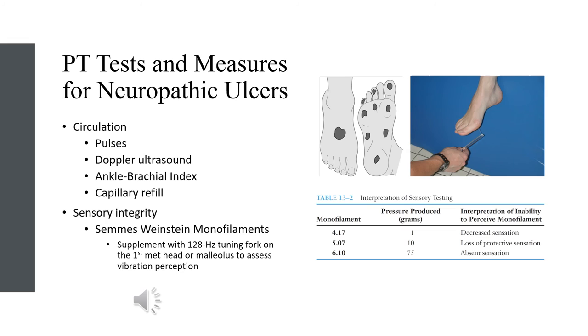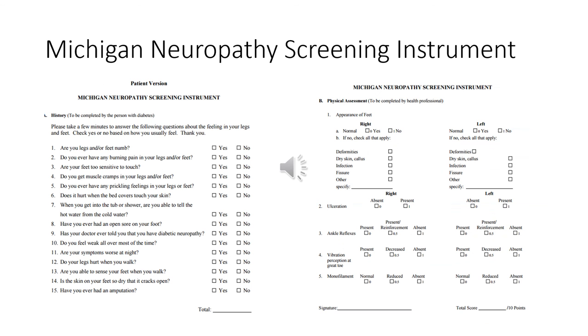The other major risk factor is sensation. So we want to use our Semmes-Weinstein monofilaments to determine the patient's level of being able to protect their feet, or look at their protective sensation. So the 5.07, 10 gram monofilament is associated with a lack of protective sensation. You can also go up or down from that category to further determine the patient's sensory abilities.